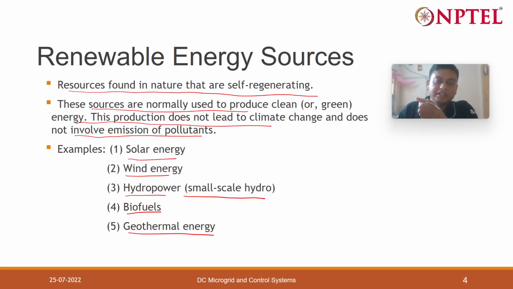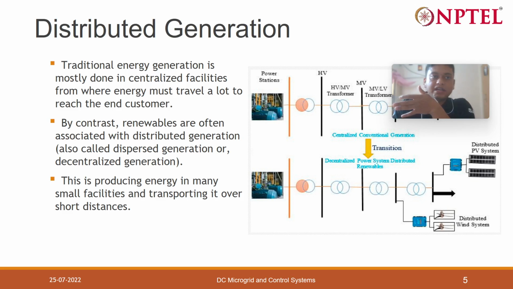So if we want to produce power from these renewable sources, these can be generated at a small level also. So if we put these resources at the distribution side, that's why distributed generation comes into the picture of the power system. So what does this mean? What does distributed generation mean?